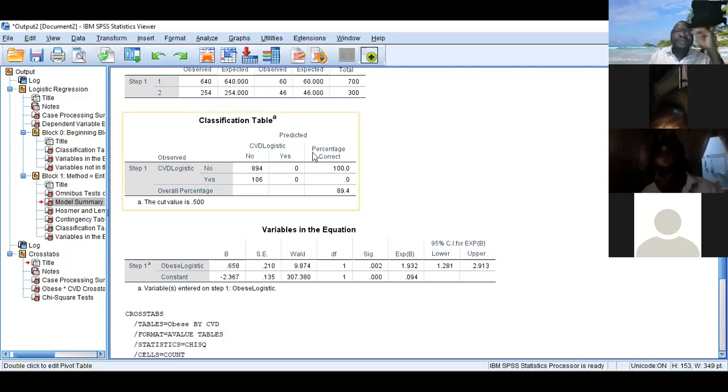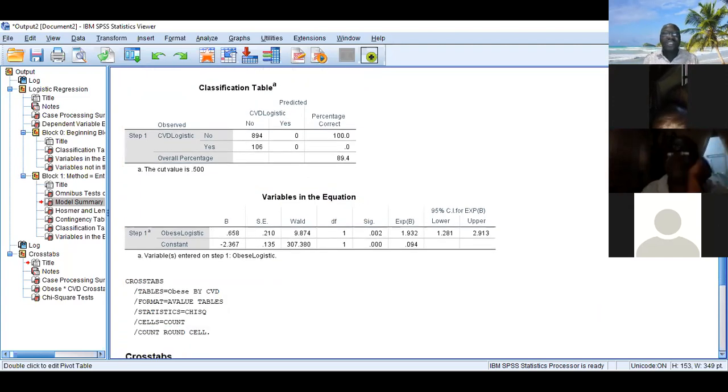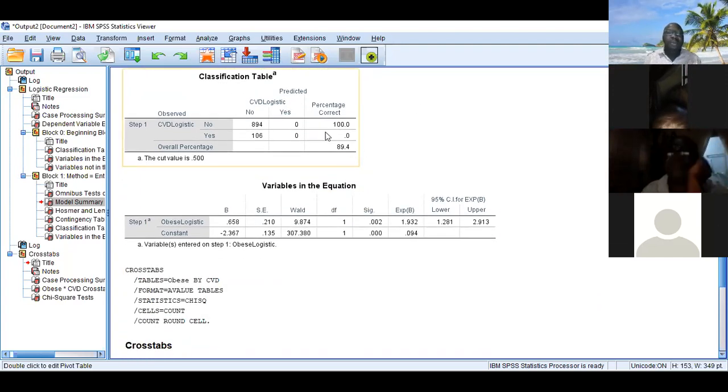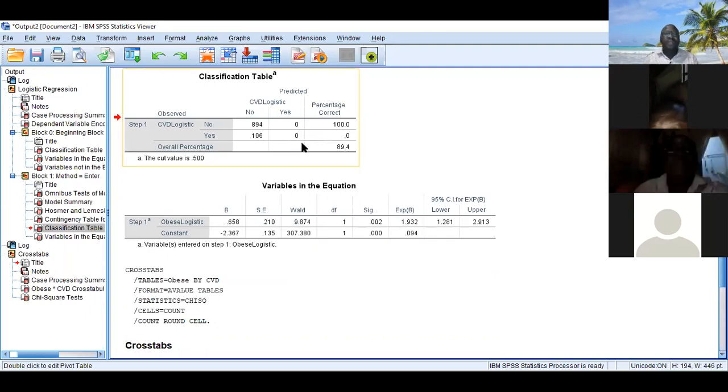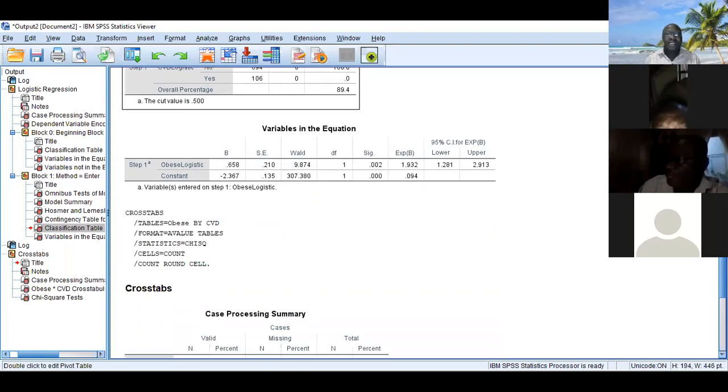So now the classification table. This classification table is trying to see the difference between the observed and the predicted, to see how many it is able to predict correctly. So overall it's able to predict 89.1. This one now, sensitivity is 100%, specificity is 0. So the overall percentage prediction is 89.4. Yeah, that's good. So look at a good fit.